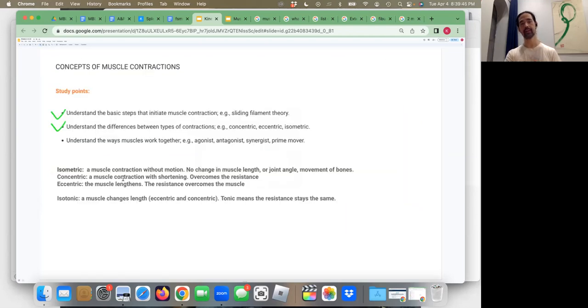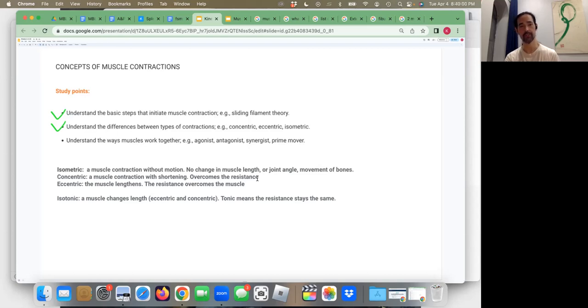Now, concentric is a muscle contraction with shortening. Dora, can you mute, please? Yes. So concentric is a muscle contraction with shortening, and that's where it overcomes the resistance.